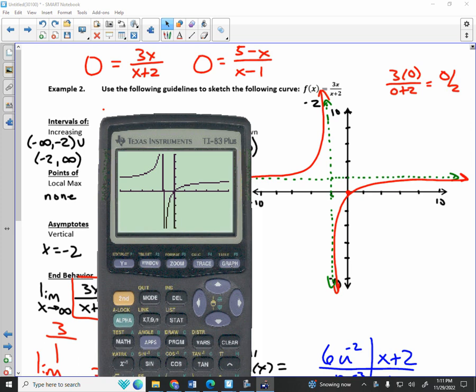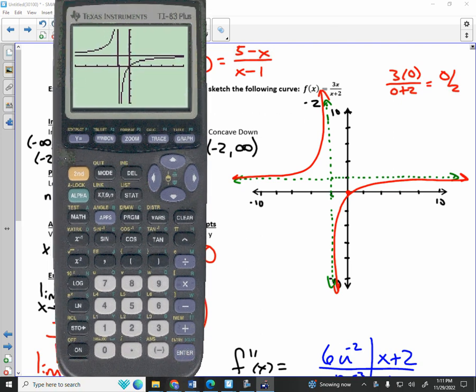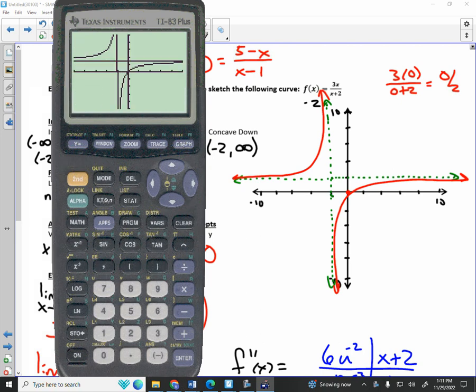It'd be kind of cool if I could see the horizontal asymptote, couldn't I? So what if I did this? What if I just put the horizontal asymptote in there and change that to a dotted line? A little better? Maybe.